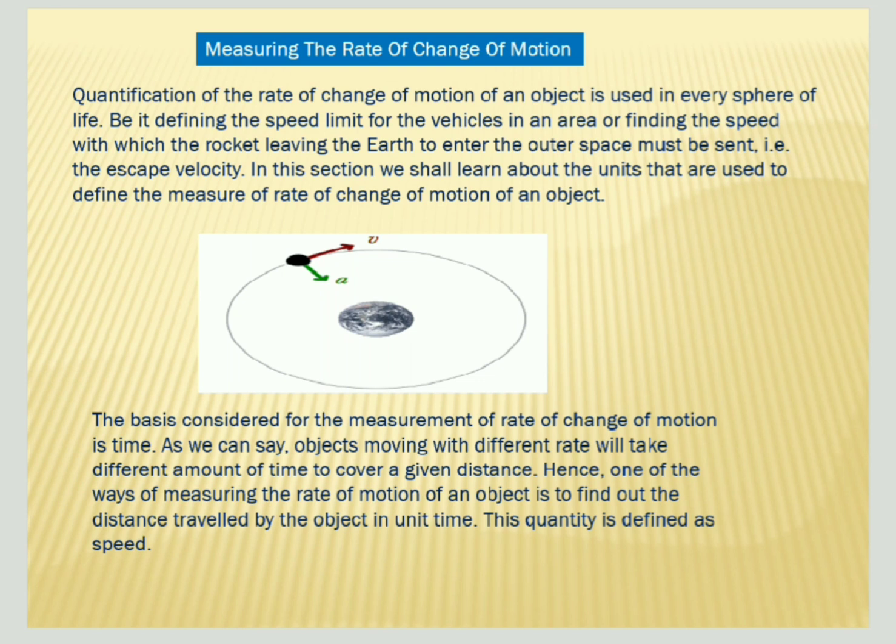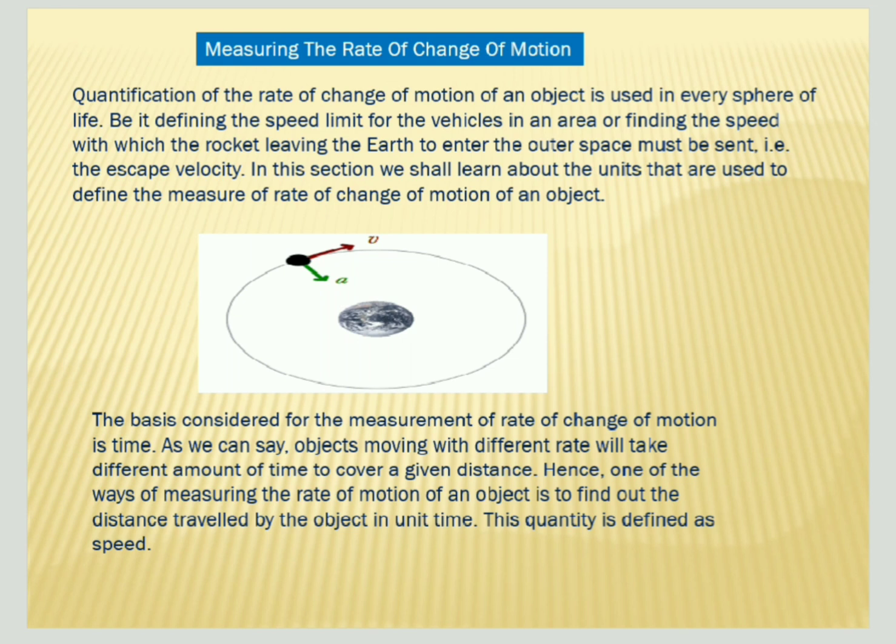The basic consideration for the measurement of rate of change of motion is time. Objects moving with different rates will take different amounts of time to cover a given distance. Hence, one of the ways of measuring the rate of motion of an object is to find the distance traveled by the object in unit time. This quantity is defined as speed.